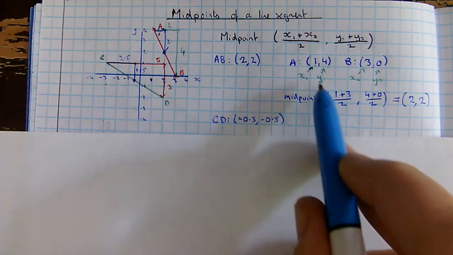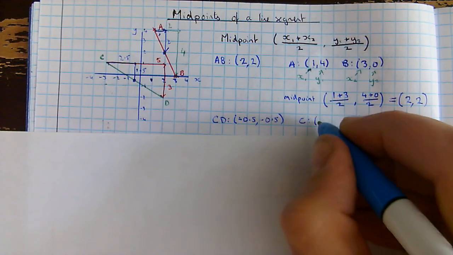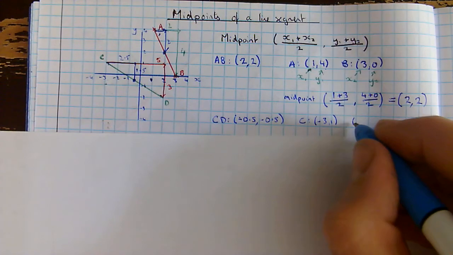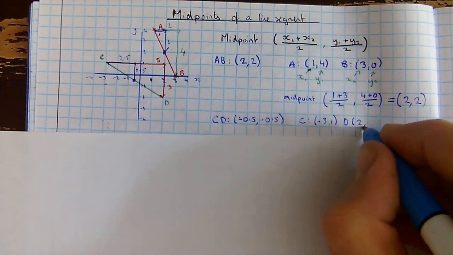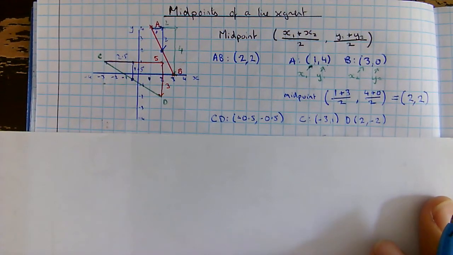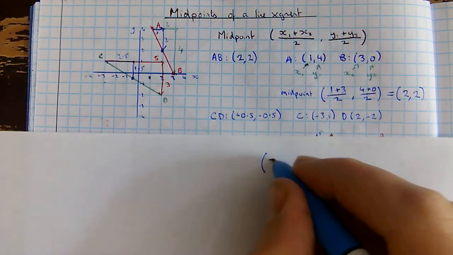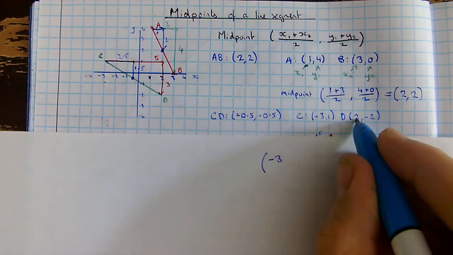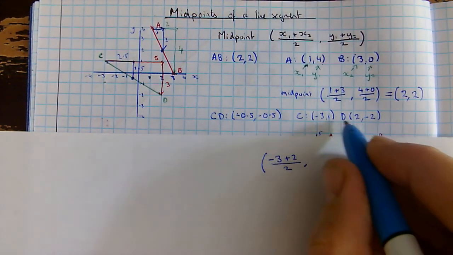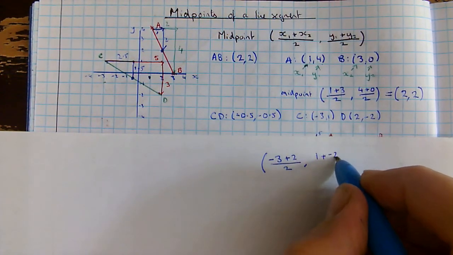And I'm going to do exactly the same. I'm going to try and use the formula. So, C was the point negative 3, 1. D was the point 2, minus 2. Averaging my x-coordinates is going to give me negative 3, x1, plus x2, plus 2, divided by 2, and averaging my y-coordinate, 1 plus negative 2 divided by 2.